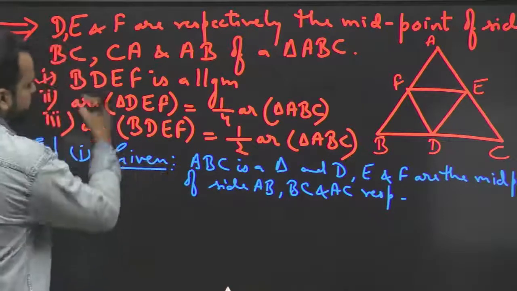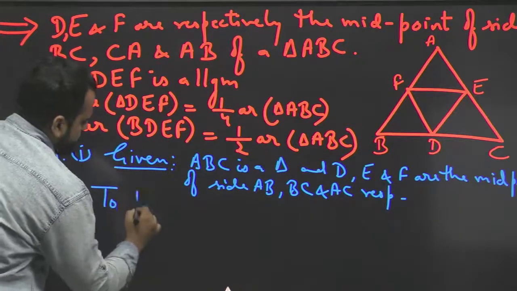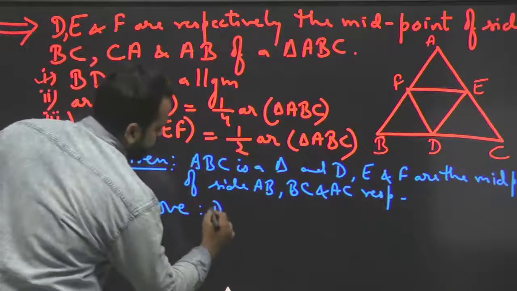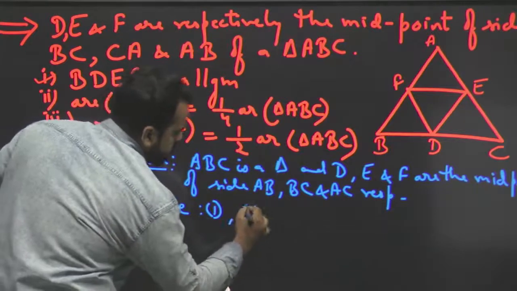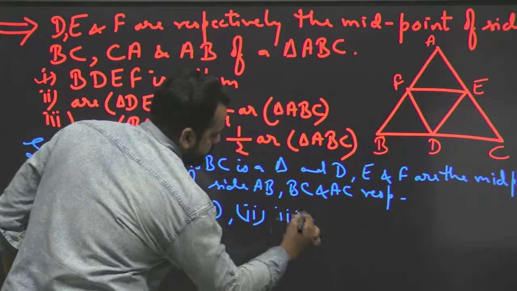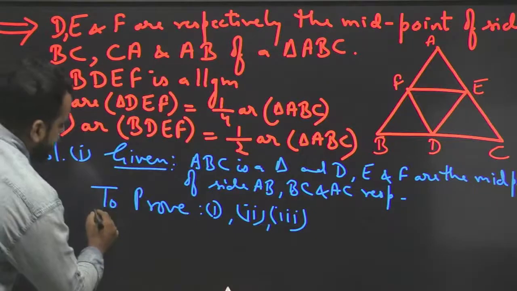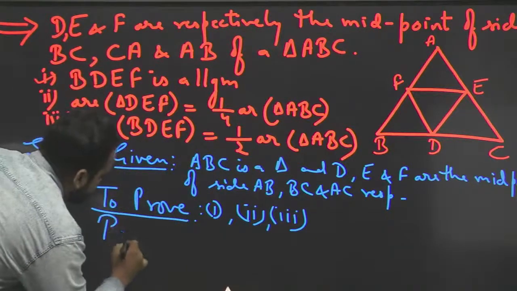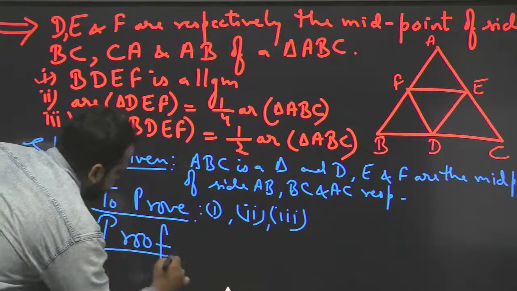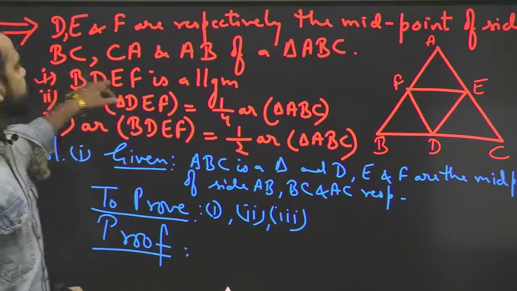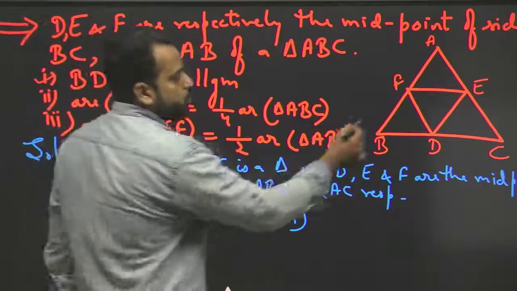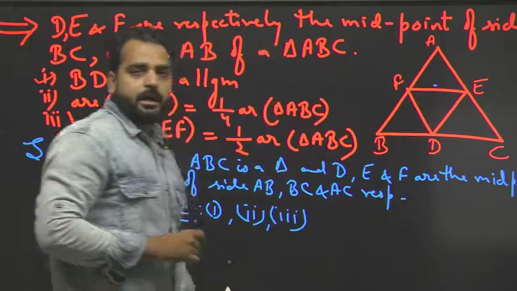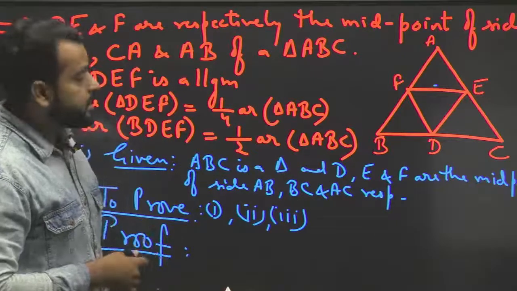Now what to prove? You can write in that condition, to prove all these three cases. After that, no construction part is there, so you can write at last how to prove this statement that BDEF is a parallelogram. So we can apply a parallelogram property. How to prove that this is a parallelogram?